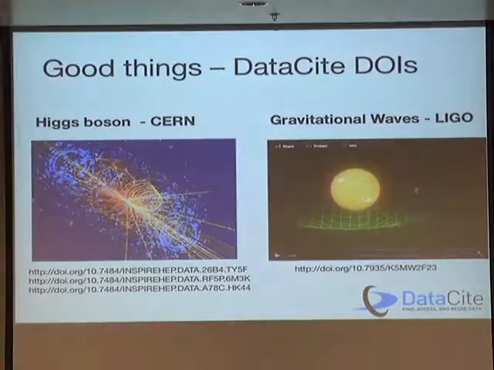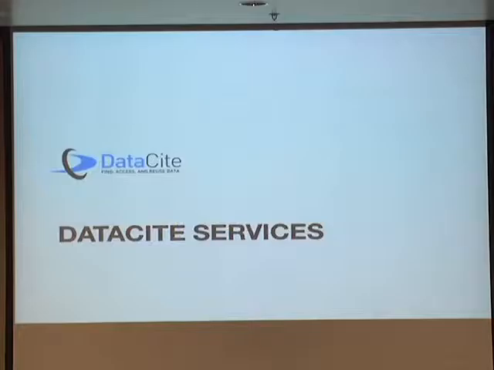The first is the Higgs boson data out of CERN. This is a publicly available data set. And if you go to these URLs, you'll get to the data sets that supported the Nobel Prize in physics in 2013. And the other is data from LIGO, the Laser Interferometer Gravitational-Wave Observatory from Caltech and MIT, which was in the news quite a bit last year. And again, this is also a data set that has a DOI citation.